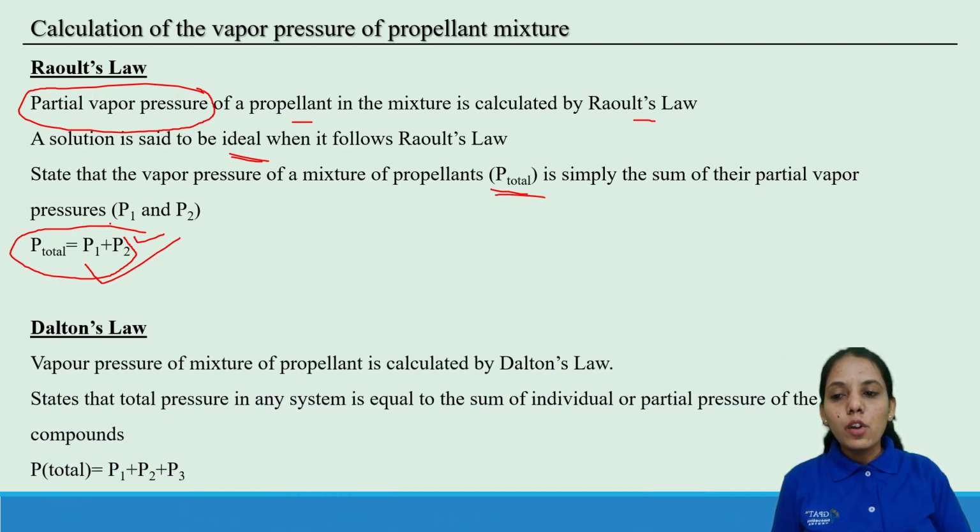Next is Dalton's law. Dalton's law is directly about the vapor pressure. See, both are telling about the pressure only, the addition of the pressure. The difference is Raoult's law is about the partial vapor pressure, whereas Dalton's law is about the vapor pressure of the mixture of propellants, and it is calculated as total pressure in any system equal to the sum of individual or partial pressures of the various compounds. So this is according to Dalton's law.